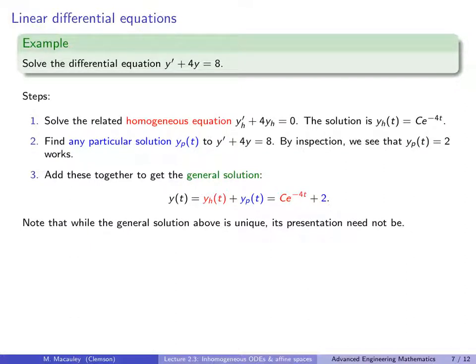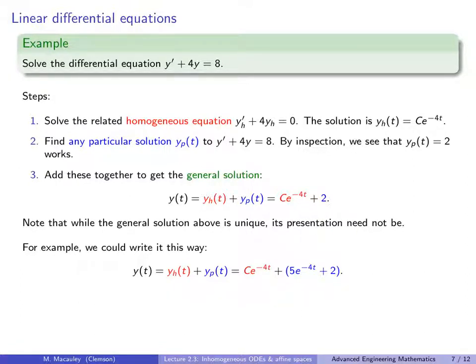So step 3, we just add these things together to get the general solution. y of t is the homogeneous solution, yh of t, plus yp of t, any particular solution, and we get c e to the negative 4t plus 2. So while this general solution above is unique, this is an infinite set of functions, the presentation, the way we write it, need not be. It's just like how we could have used a w or a w prime for those equations for lines and planes a couple slides ago.